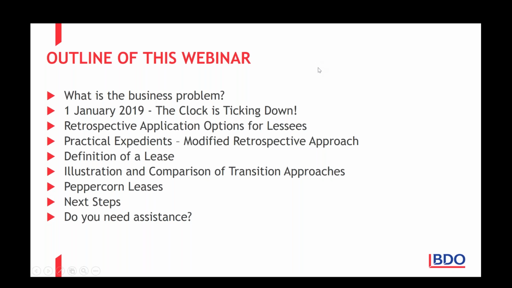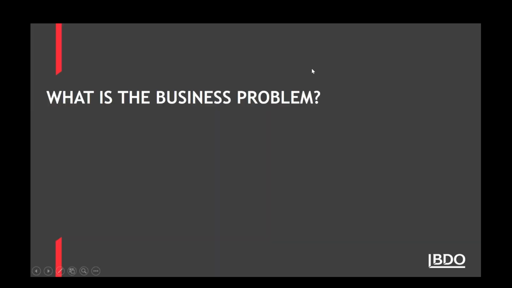I'm also going to touch very briefly on peppercorn leases, and that's for the benefit of our not-for-profit entities. I want to show them a very brief example. And then we're going to talk about next steps. And lastly, do you need assistance? But in next steps, I want to come back to what is the business problem. I've given you a lot of theory in between, but next steps, what do you have to do now? And that is based on numerous discussions that I've had and am still having with clients who are trying to implement AASB 16 at the moment. So that's the outline of the webinar.